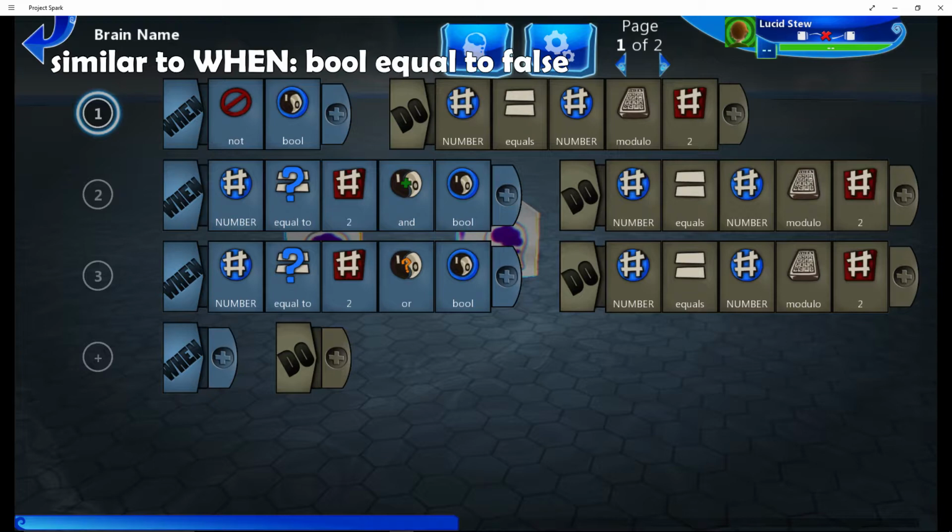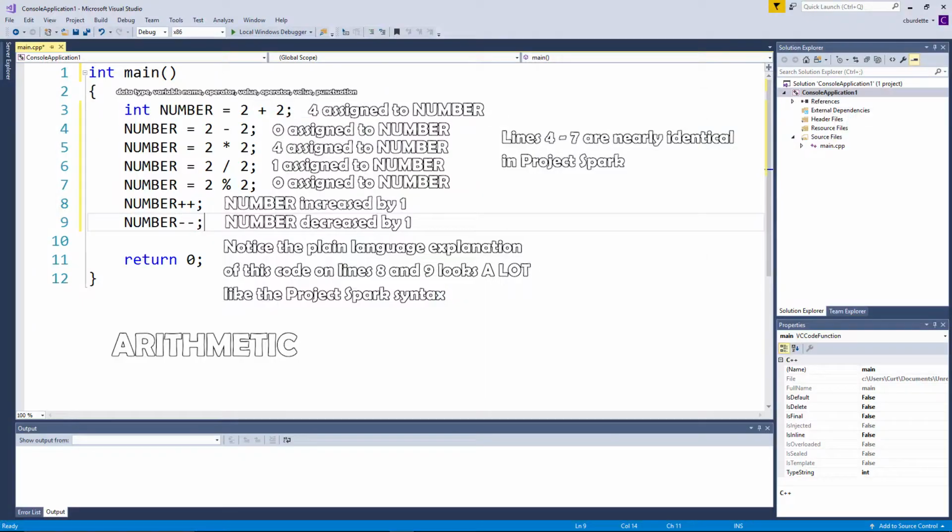And now the same setup in C++. Notice the similarity to the code in Project Spark. On line 3, I'm declaring and initializing this integer variable so that we can use it in subsequent lines. We'll talk more about data types, declaration, and initialization in the next couple of videos. Jump back to about 1:45 real quick and check out how similar these statements are to the same ones in Project Spark.